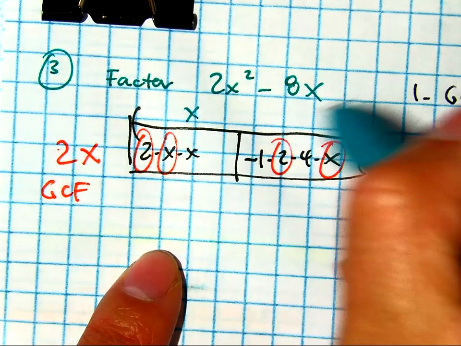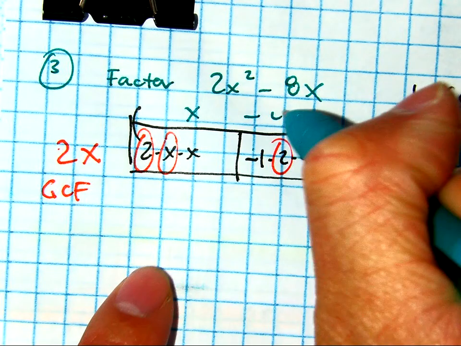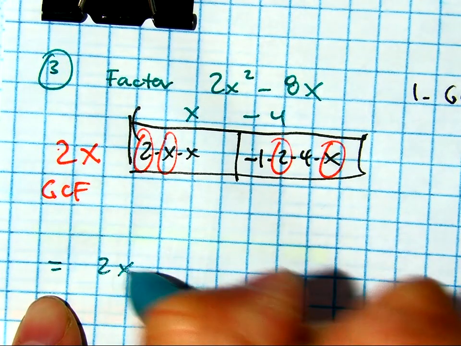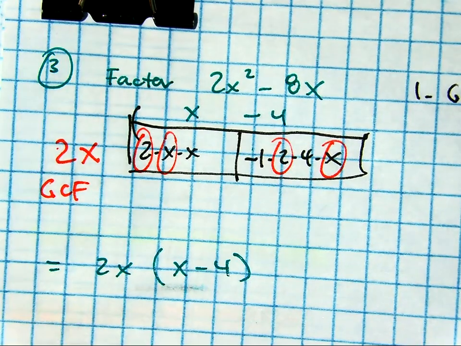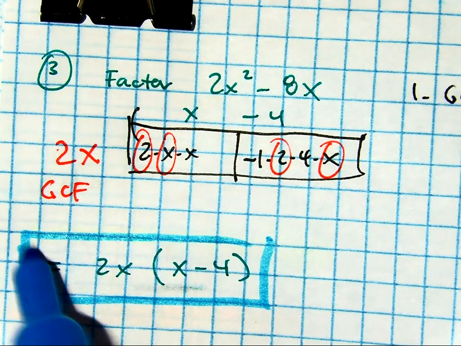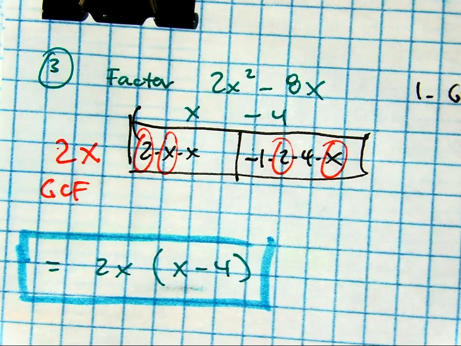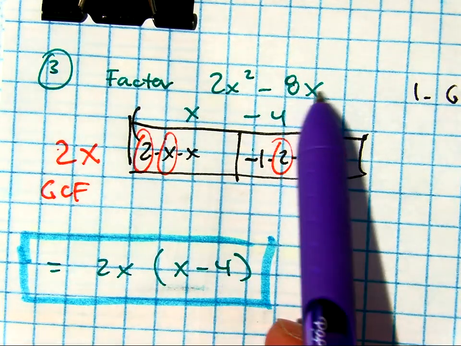The x. Negative 1 times 4 is minus 4. So my answer, to factor that, is just 2x times x minus 4. Remember, you can always check your answer by distributing. 2x times x gives you 2x squared, and 2x times negative 4 equals negative 8x.